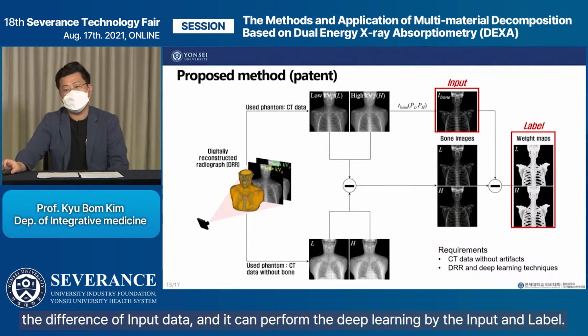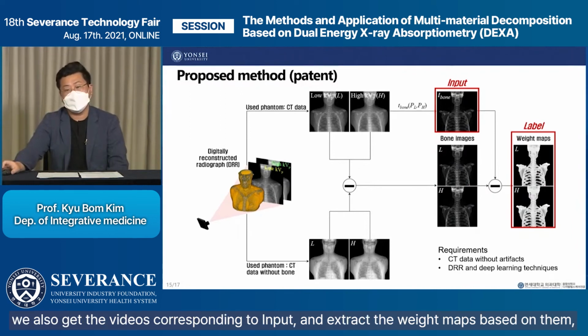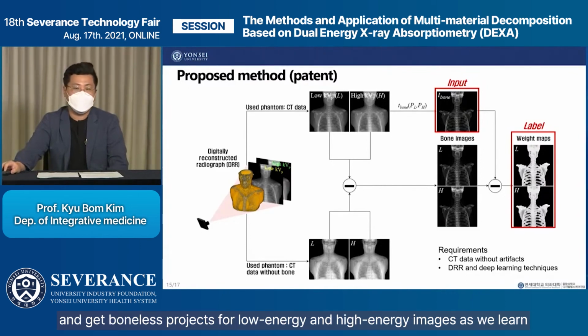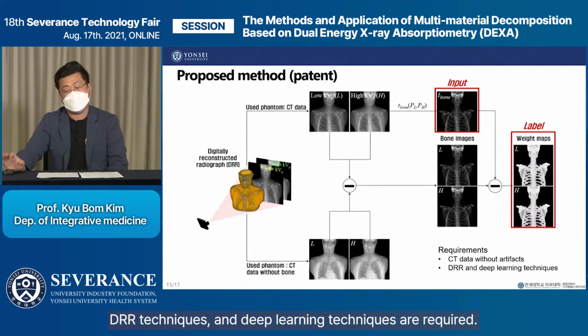Actually, when we get the low energy and high energy images from Dexa systems, we also get the weight maps corresponding to the input, extract them based on the learning, and get boneless projections for the low energy and high energy images as we learn the components for each energy. In this case, well-refined CT data, DRR techniques, and deep learning techniques are required.